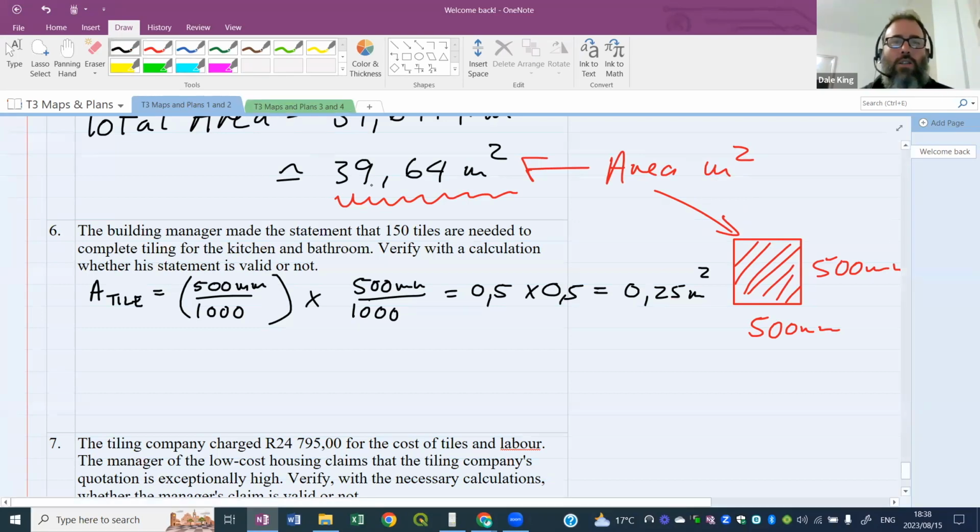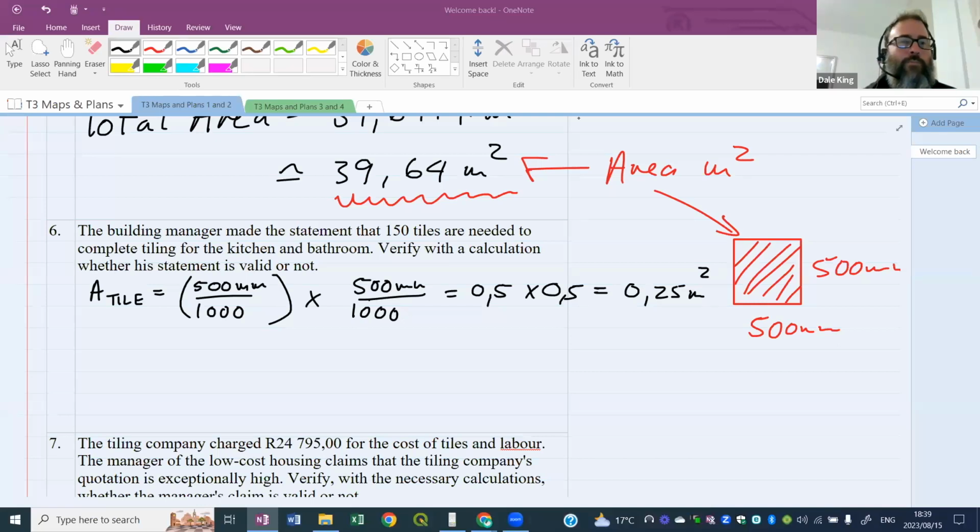The kitchen area is 39.64 meters squared. What do I do? What do I do? Somebody. Come on now. Oh, there's Ben. Ben's on a mission tonight.